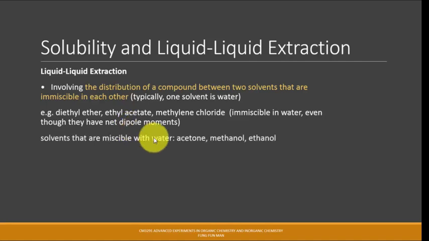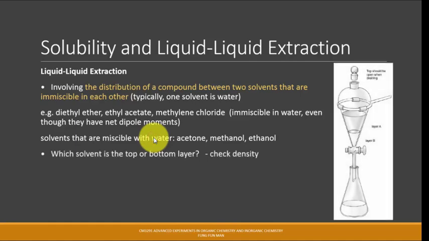Solvents that are miscible with water: acetone, methanol, ethanol, because all of these can form hydrogen bonds with water. Do not be tricked if somebody asks you, in a separatory funnel, when I add acetone with water, 2 layers, no? And then which is the top, which is the bottom? Just 1 layer will do. So how do you check which is top and bottom? You have to check the density. Density tells you. High density at the bottom, it will sink.